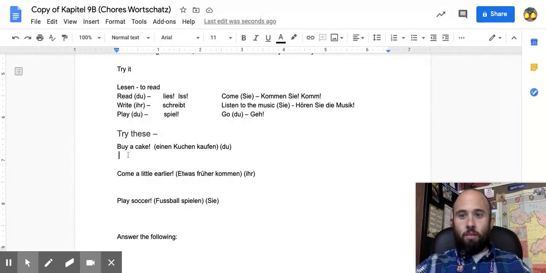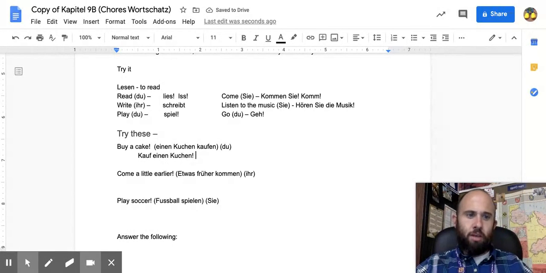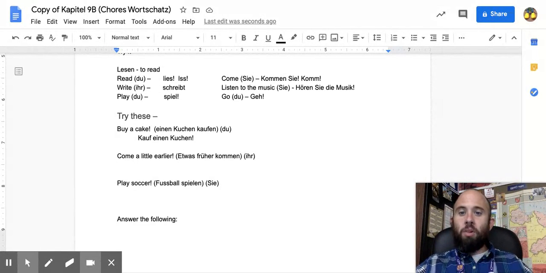Let's try a few together. If I'm telling someone to buy a cake, einen Kuchen. So my verb there is kaufen. How would I tell someone buy a cake? I start with my verb. It's kaufen. Now I told you it's the du form without st or t, or just the stem usually. Kauf einen Kuchen. And you want an exclamation point. Kauf einen Kuchen. Say it with me. Kauf einen Kuchen. Buy a cake.